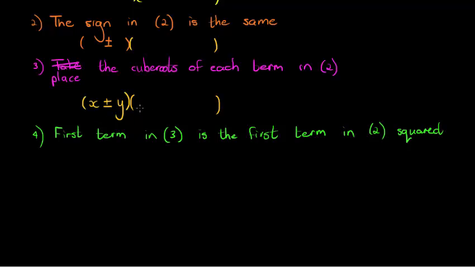Okay, so basically what I do for this first term is I just square that first term. So if I have x plus minus y, then the first term would just be that term squared. Okay. Next, sounds like a lot of steps, but it's really simple steps.